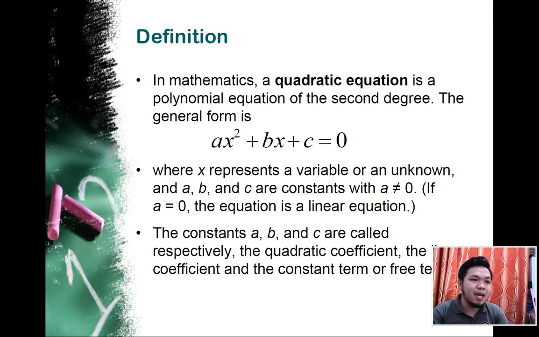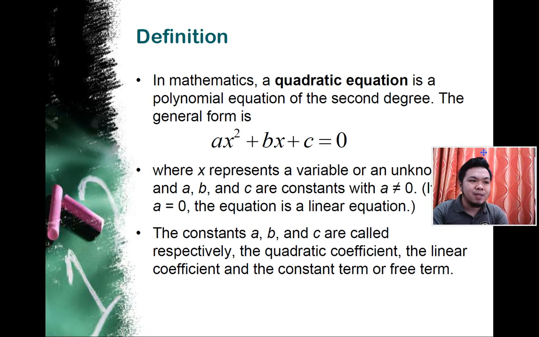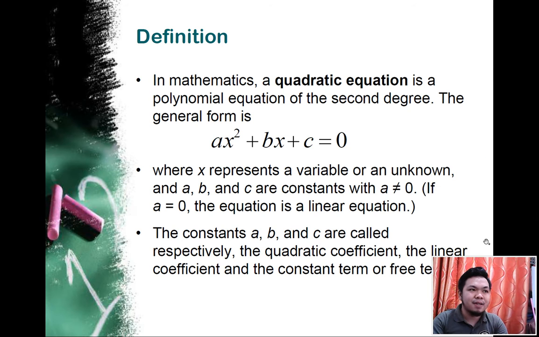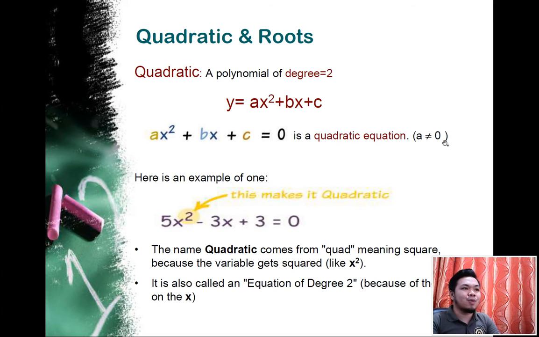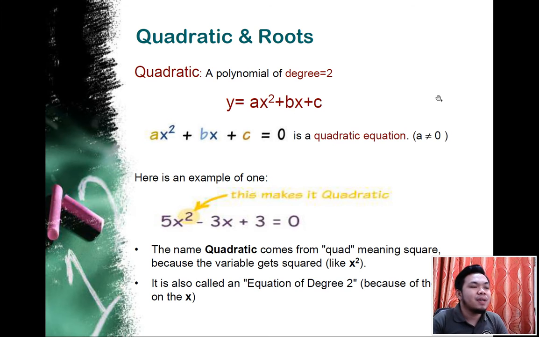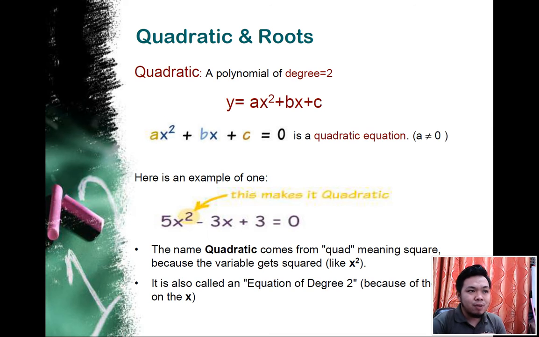The constants a, b, and c are called the quadratic coefficient, the linear coefficient, and the constant term or free term. So, those are the parts of a quadratic equation. Now, let's go with quadratic equations and roots. A quadratic automatically has a polynomial degree of 2. So in our example, y is equal to ax squared plus bx plus c.